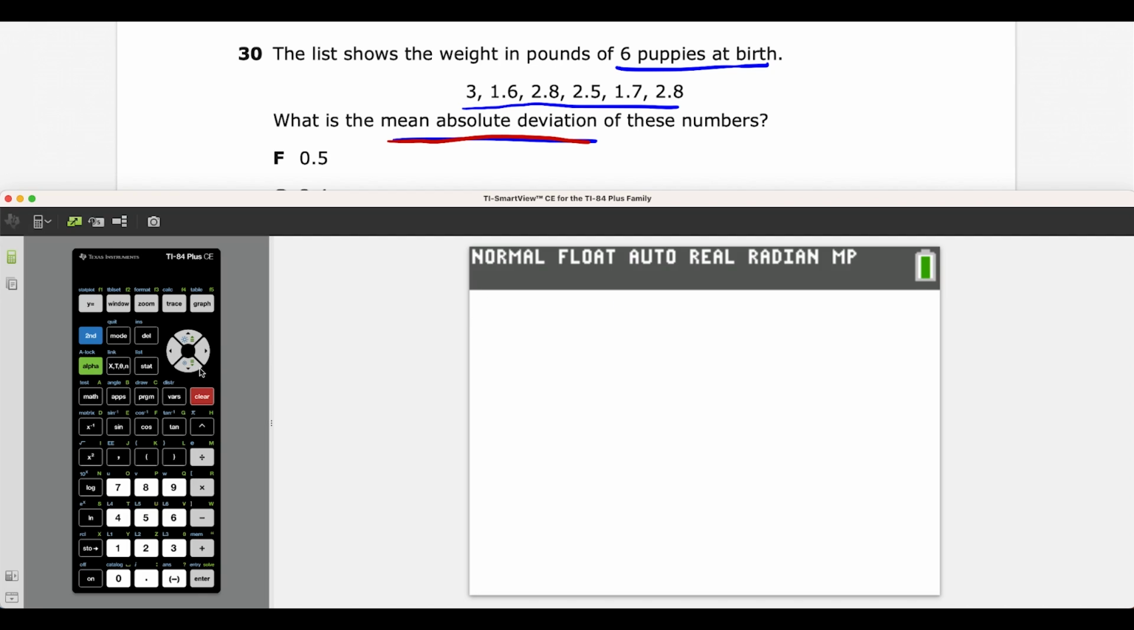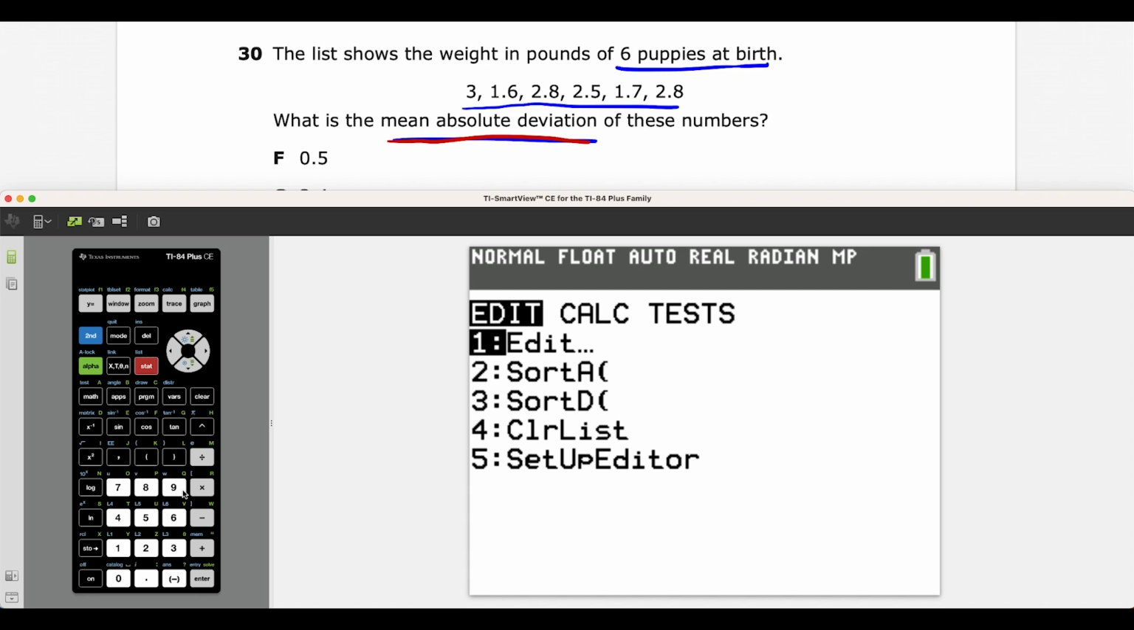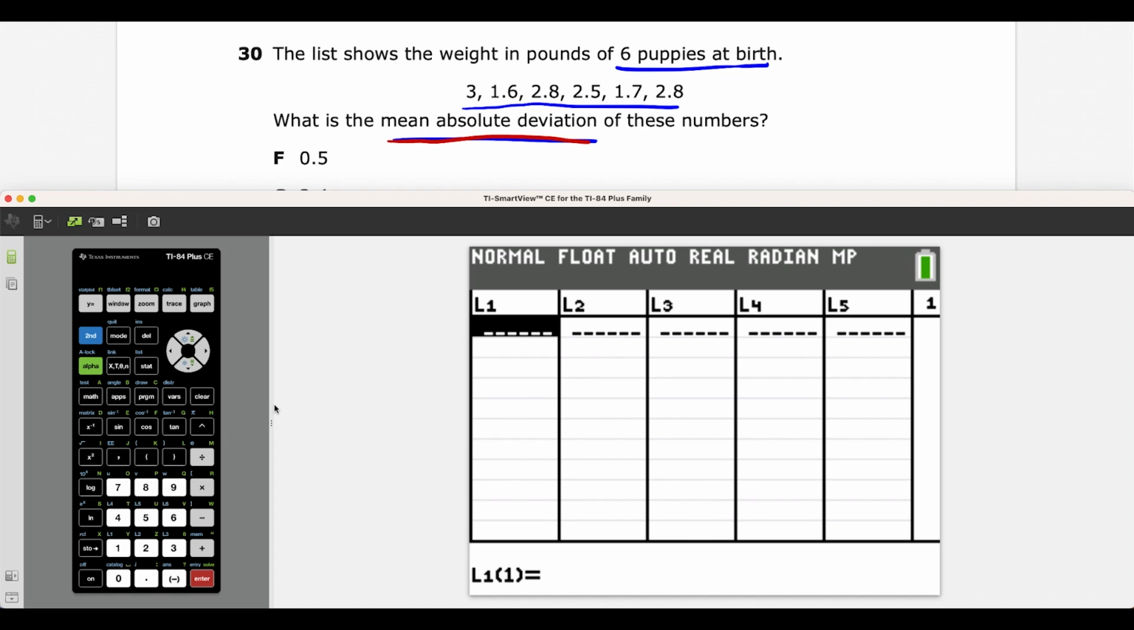I drew that out just to get the concept down, but if we want to do this with the calculator, we press stat, we go over to edit, and we're just going to input these values.